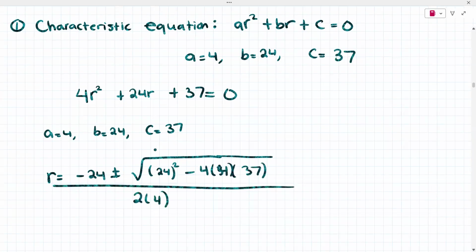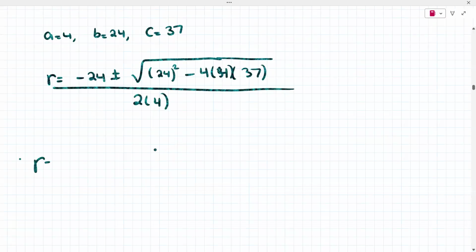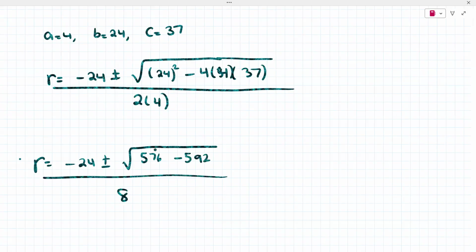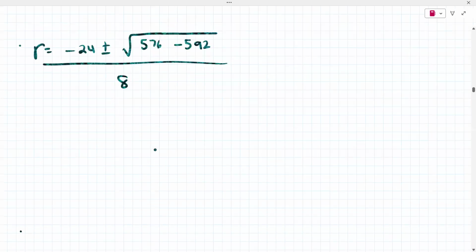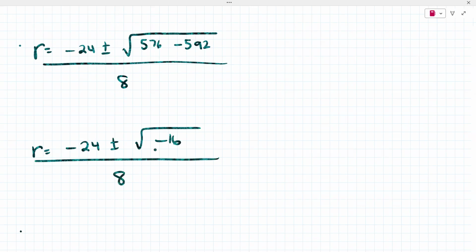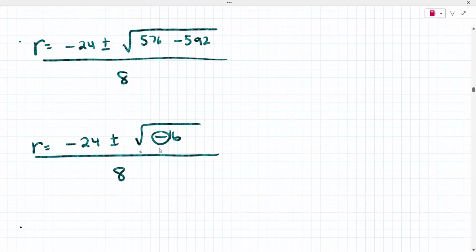And I get negative 24 plus or minus, 24 squared is positive 576. 4 times 4 times 37 is 592, all over 8. So I get R equals negative 24 plus or minus square root of negative 16, all over 8. You can't have a negative in the radical, so you take out an i.